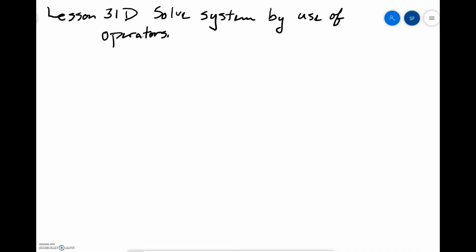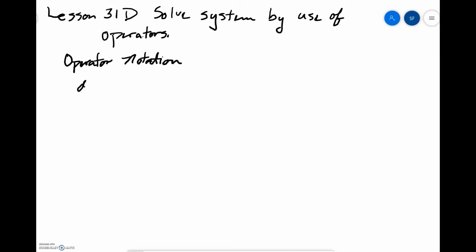Okay, so we're going to solve systems by use of operators, and just to remind you, this is a system of linear equations that have constant coefficients. So again, we're very isolated into what type of systems we can solve this way, but this does solve. And it says by the use of operators, so let's talk for a moment about operator notation.